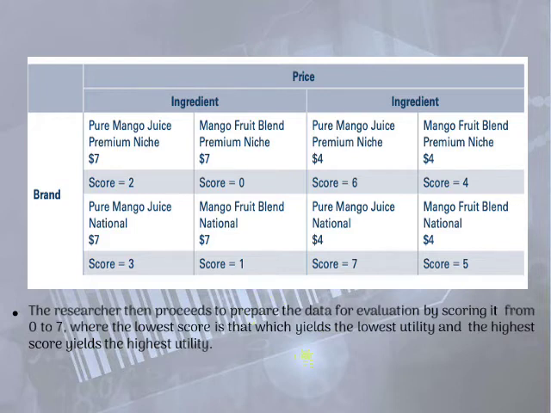You should take a screenshot so you can move along with me. So say for example, for the pure mango juice, the score at premium niche is 2. So 2 plus 6 plus 3 plus 7. That is what I added earlier, right?